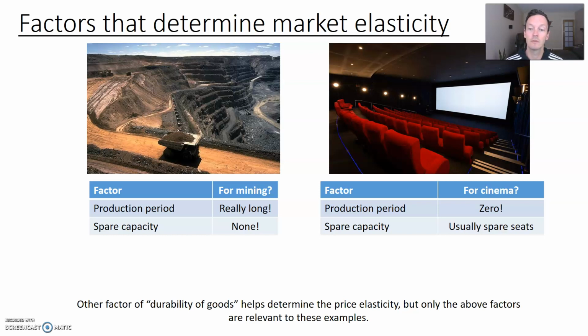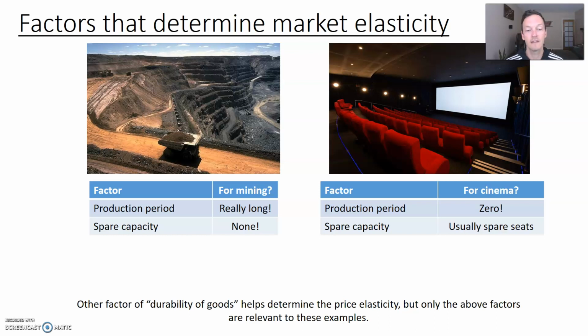And with spare capacity, unless you're seeing Avengers on opening night, it's very rare that you go to the cinema and there are no spare seats. So the spare capacity in the cinema market is pretty good. A good example is if it's a really, really hot day or a really rainy day, that's going to increase the demand for cinema tickets, and the cinemas can usually increase the quantity supplied by just selling more tickets because they have the spare capacity to do that. They can capitalize on that high level of demand.